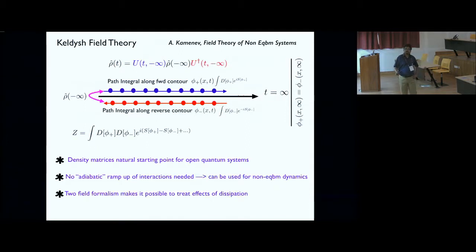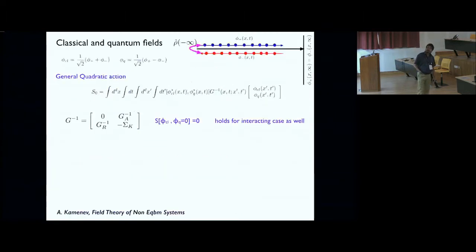It's very hard to treat effects of dissipation if you have just one set of fields. You will see that dissipative terms come out as some boundary terms, but not once you have two kinds of fields. And of course, this has a rich history of having been used in quantum transport theory and to treat disordered systems, but we will not go there. We'll stick to open quantum systems and how this can help us understand them.